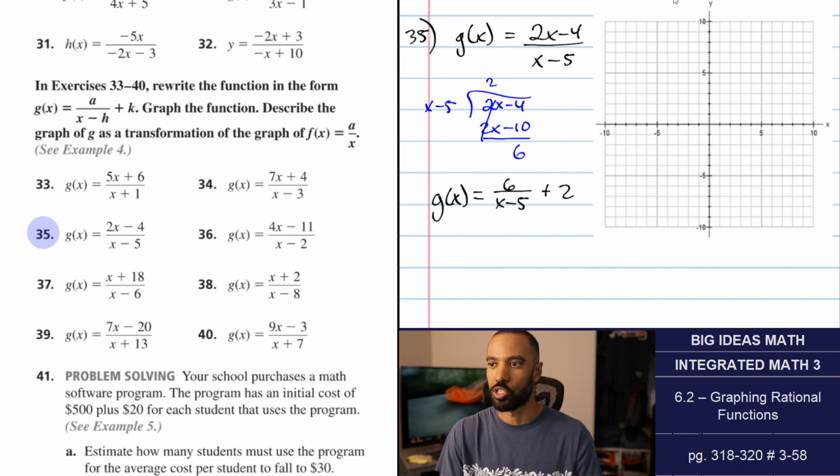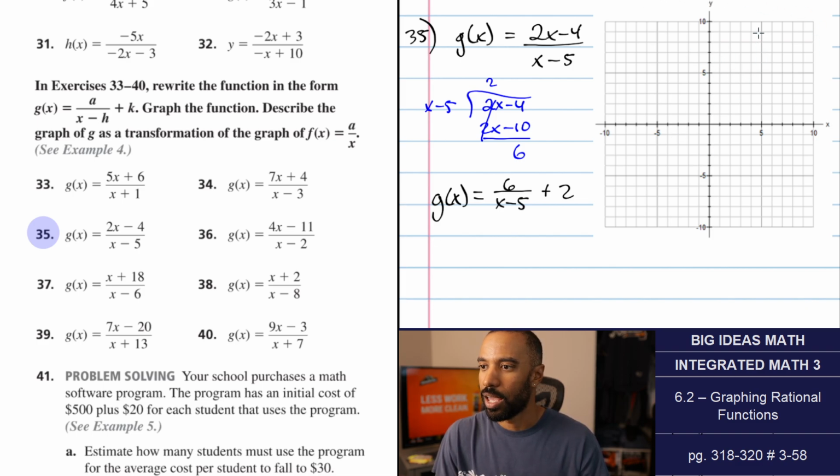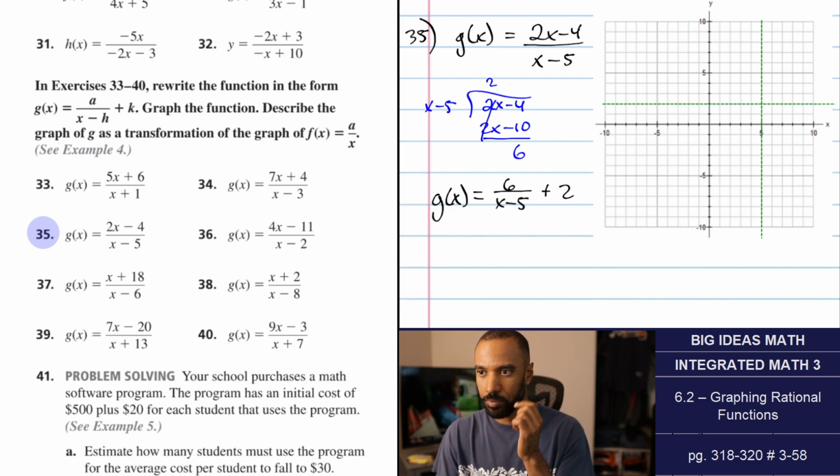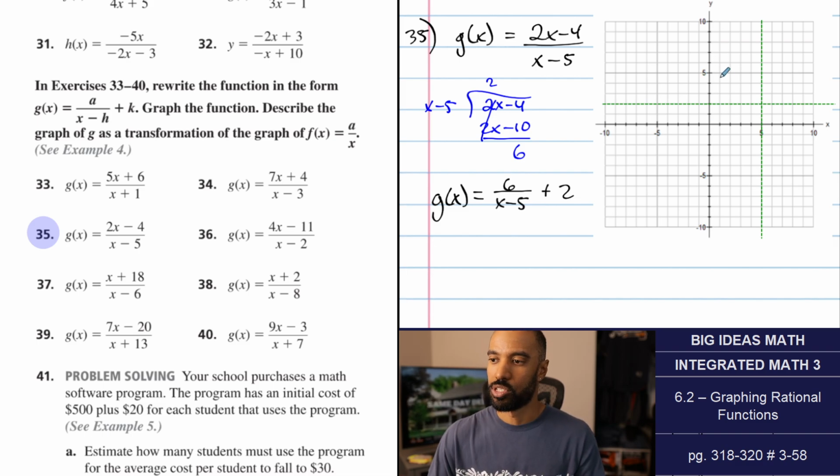Fair. Good. I like this one. So this one, x equals 5, y equals 2 are our values there. We can use 6. 6 divided by 1 is 6, 6 up from 2 is 8. 6 divided by 2 is 3. 6 divided by 3 is 2. 6 divided by 4 is 1.5.